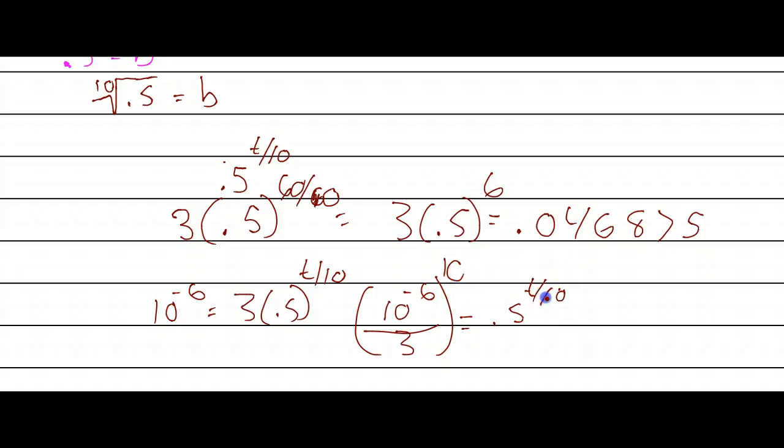So get rid of this, and you have 5t. Then to take the t down, you take the natural log of both sides. So natural log of there, natural log of that. You're going to have t is equal to the natural log of 10 to the negative 6 divided by 3, raised to the 10th power, divided by natural log of 5. And that's how long it's going to take, which is going to be a pretty big number. Just make sure you put the negative 6 power.